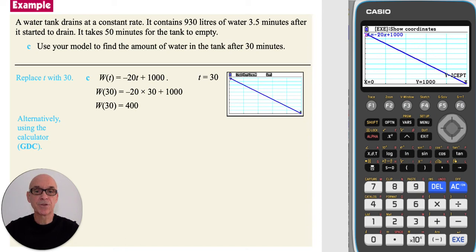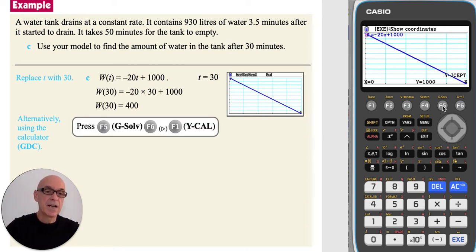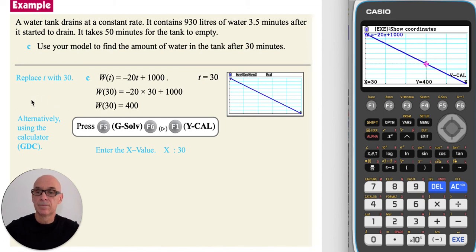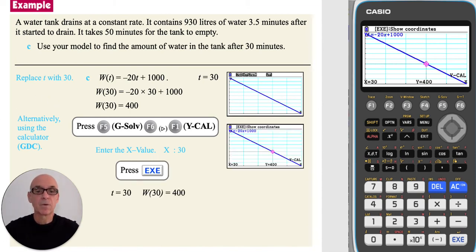Alternatively, we can also do this calculation on the calculator. Pressing F5 for G-solve, F6 to get to the next layer of menus, and F1 for a Y calculation. Entering the X value of 30 for 30 minutes, and pressing Execute, we see that Y, or W in our case, is equal to 400. So there is 400 litres of water in the tank after 30 minutes.